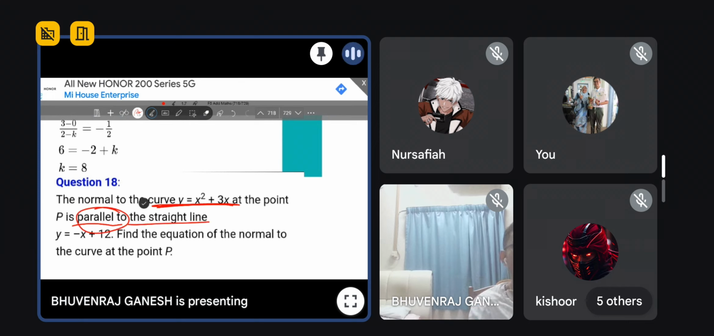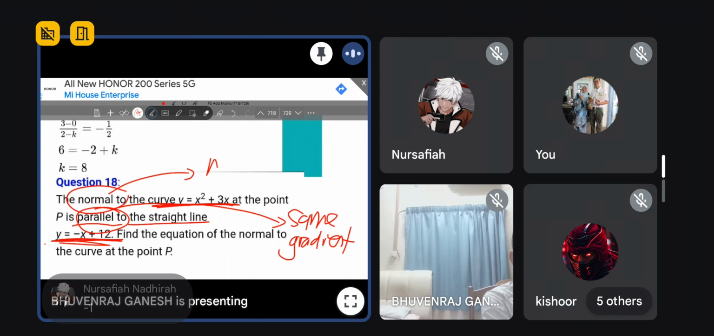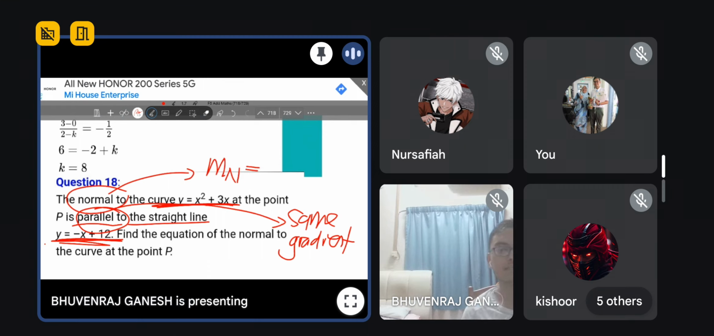Okay, guys, when you see parallel, what does it mean? Selari itu maksud apa? Keyword. Very good. Same gradient. Kecerunan yang sama. Okay, means your M value is the same. So you can see over here, apa kecerunan, guys, for this equation? What is your gradient? Very good. -1. So means that normal. Apa kecerunan normal, guys?